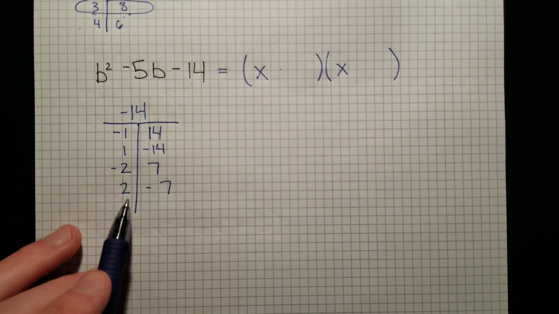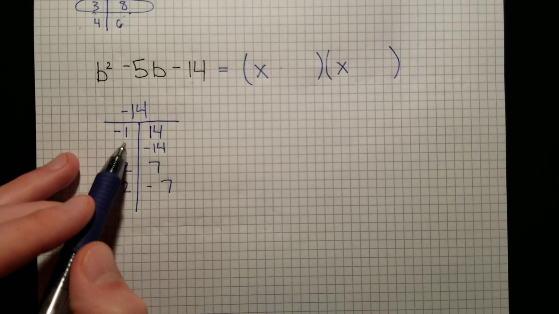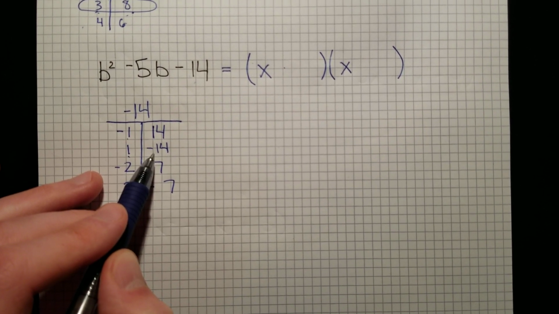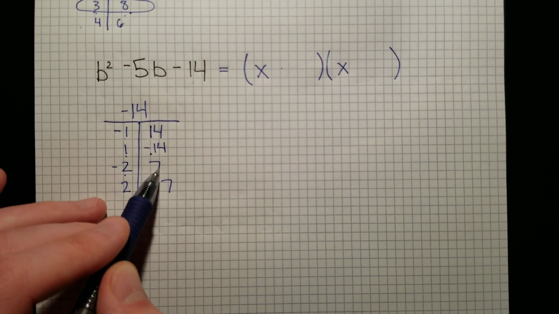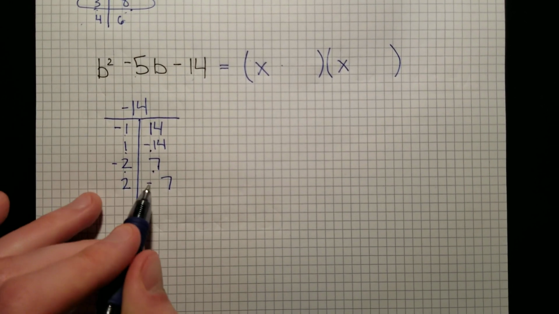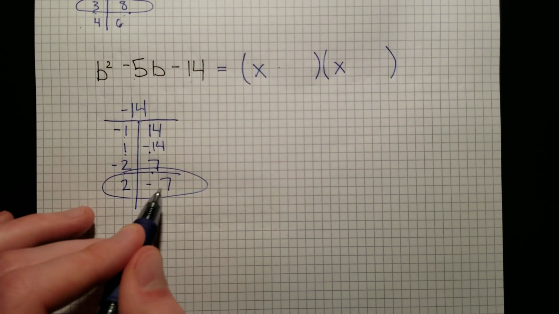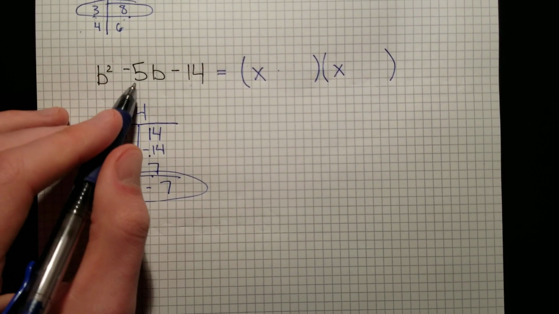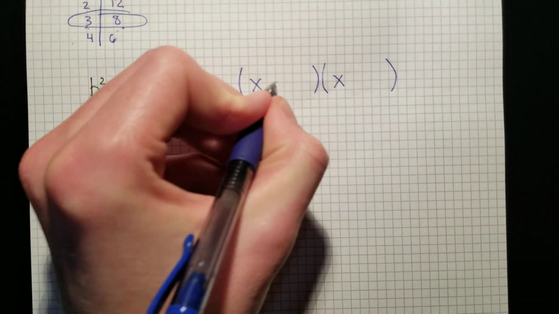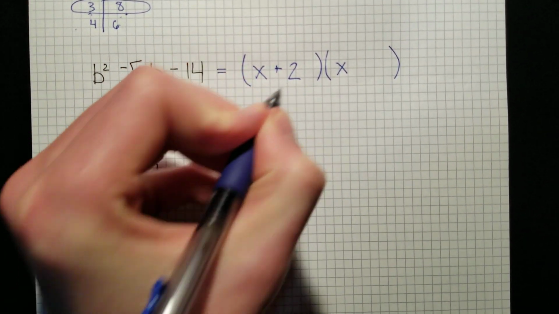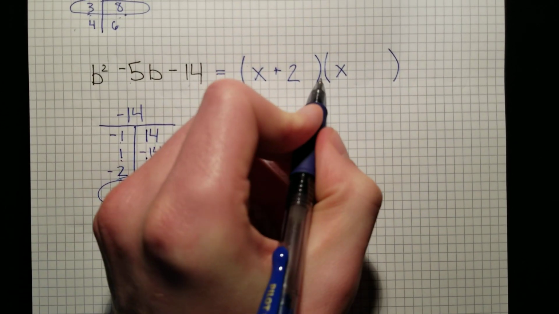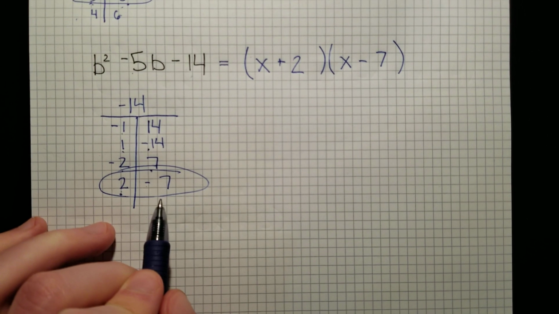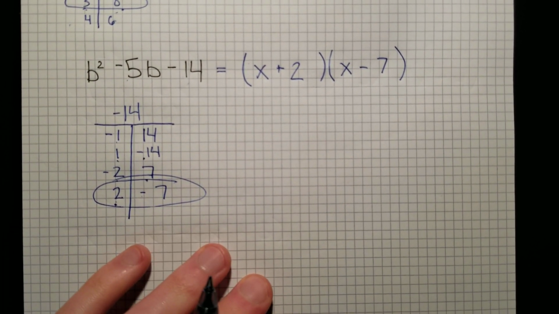Now we need to think about which two numbers will add up to get negative 5. So negative 1 plus 14, that's 13. 1 minus 14, that's negative 13. Negative 2 plus 7 is positive 5. It's close, but this is negative. So that means this final thing, 2 and negative 7, that's going to be our answer, because 2 minus 7 is negative 5. So in this, we'll do x plus 2. That's a positive 2, so we do plus, and x minus 7, because that's negative 7. So that's going to be our answer for that.